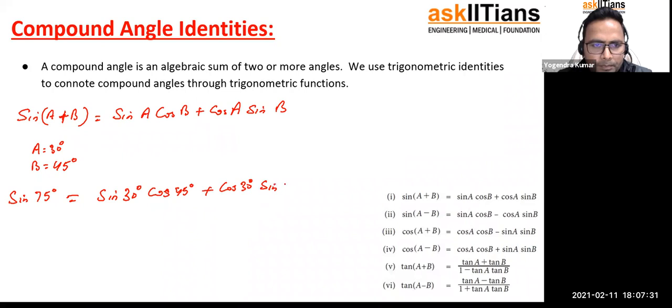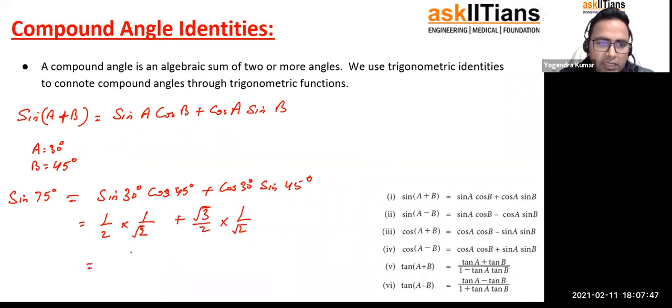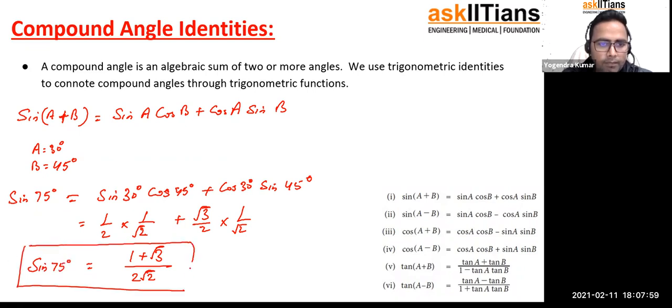Sine of 30 degree is 1 by 2 into 1 by root 2. Then cos of 30 degree is what? Root 3 by 2 into 1 by root 2. So we can say the value is 1 plus root 3 divided by 2 root 2, right? This is sine of 75 degree. This is how we can utilize these identities, right?